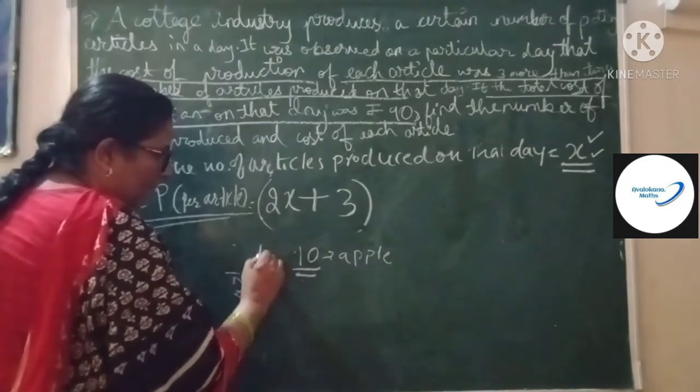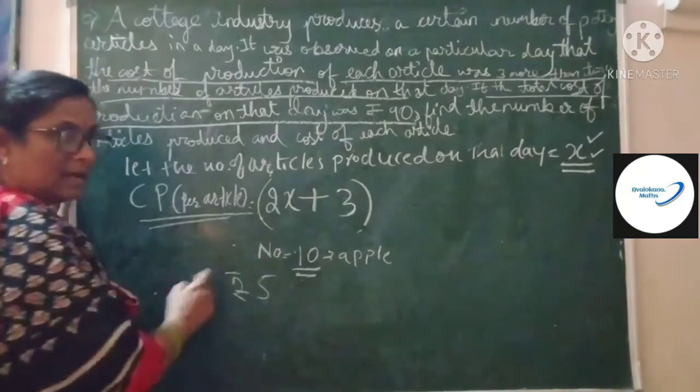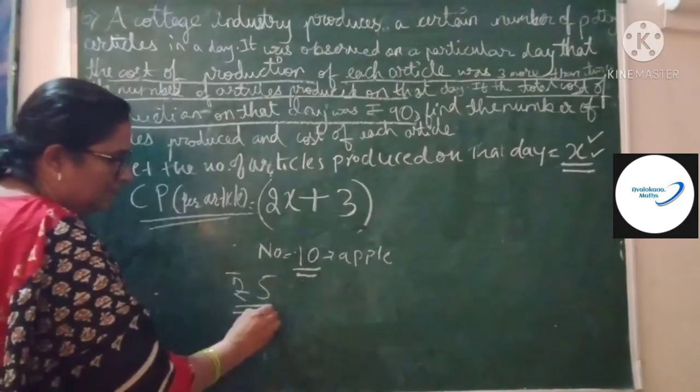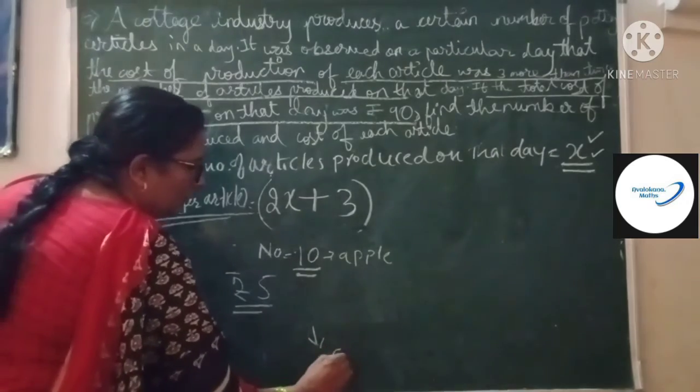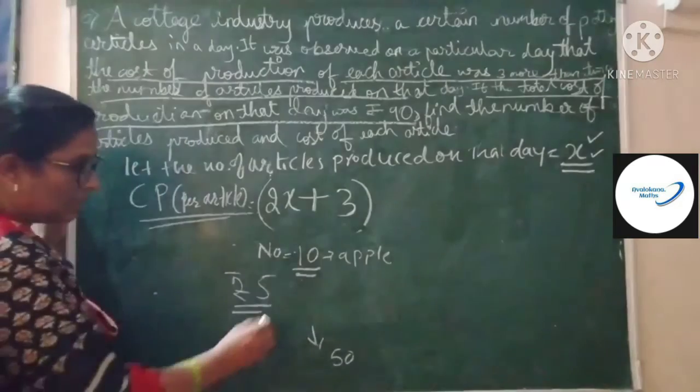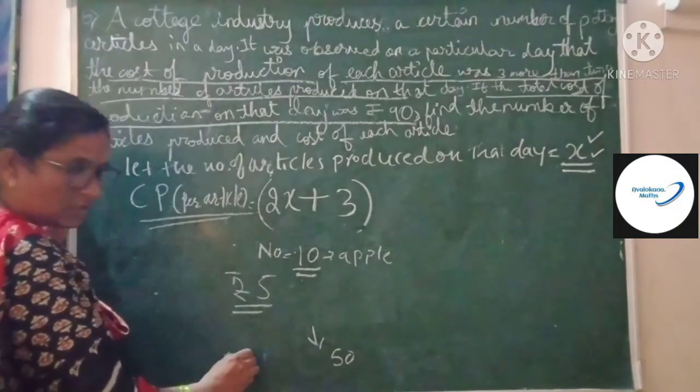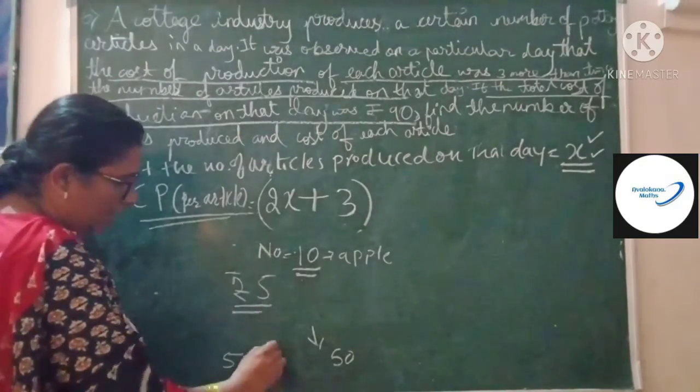Suppose the number of apples is 10, like x, and the cost of each apple is 5 rupees. So I have purchased, for example, 50 apples. Then what is this one? How do I get this one? Very simple: cost of one apple into the number of apples.